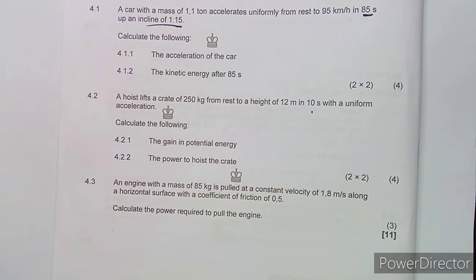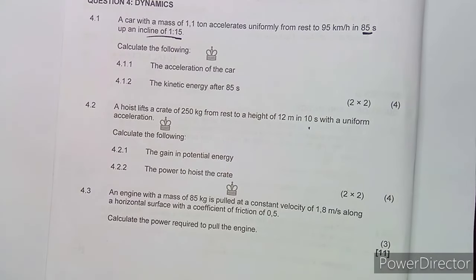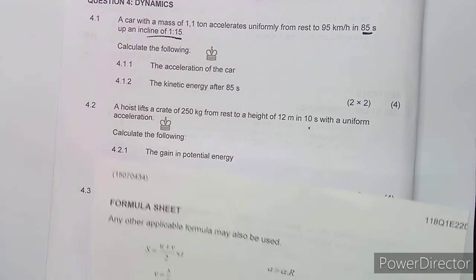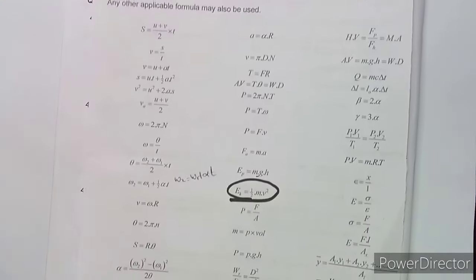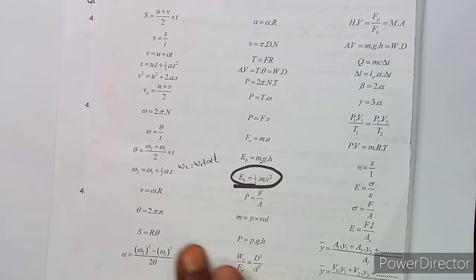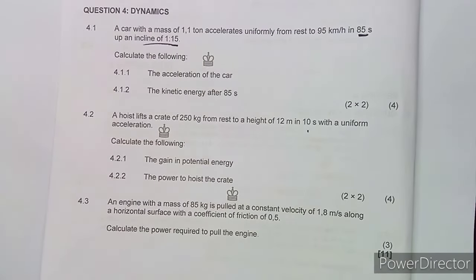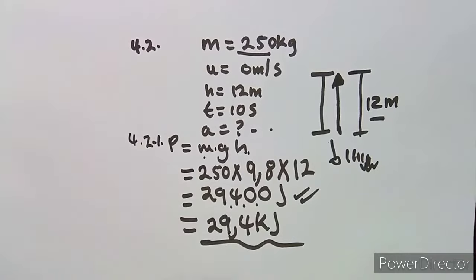Then we need the power to hoist the crate, which is to lift the crate. So what is the power now? We know that power is work done over the time. Do we have something like that here? Actually, we just have this one and this one, and if you cross-check properly, you can see the formula there for power. But we know that power is work done over time. So let's see if we can work with it.